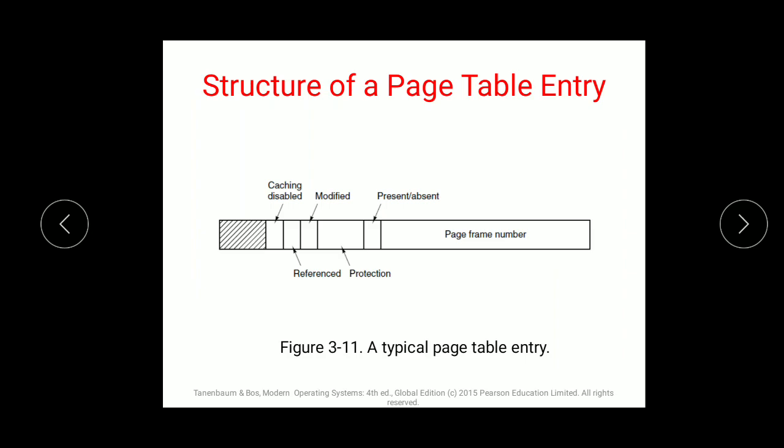Next is the structure of a page table entry. When you talk about a page table, it works with these components: caching disabled, modified, referenced, protection, present/absent, and the page frame number to which it is referred. So these are the columns which a page table has.